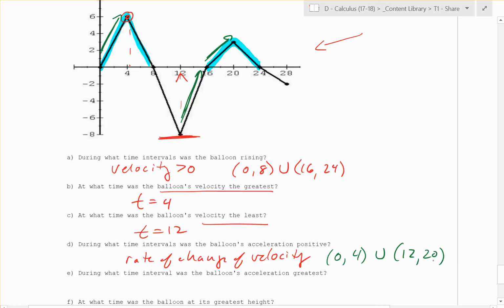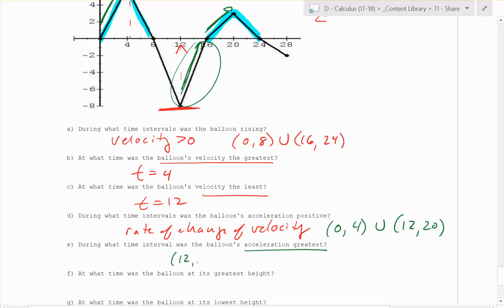Then it says, during what time interval was the balloon's acceleration greatest? That means when is the velocity steepest? Where is it steepest going up? It looks like it's steepest right about there. So that's going to be from 12 to 16. These aren't points, these are intervals. Remember, these are intervals.